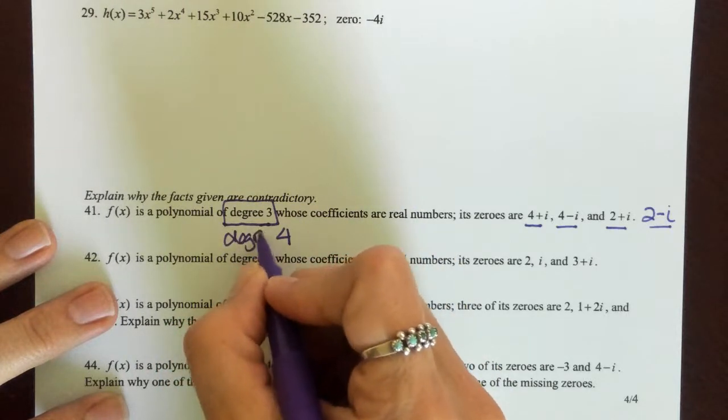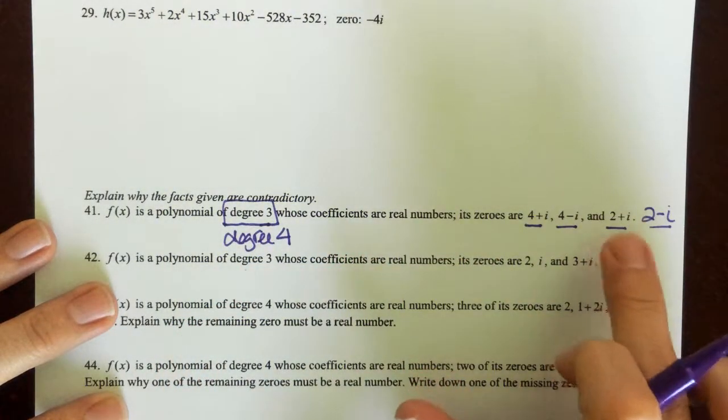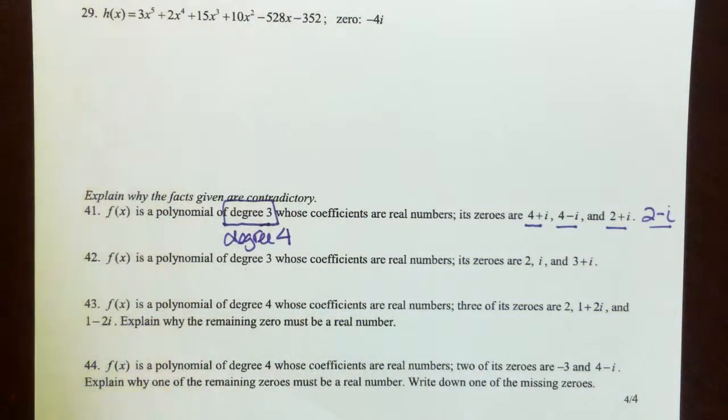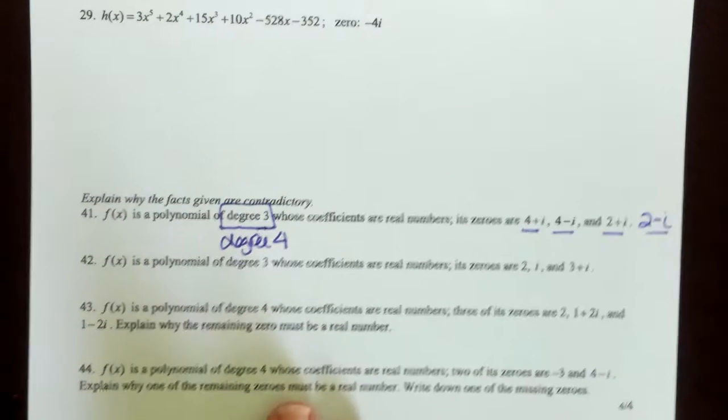It needs to be degree 4 because 2 plus i has to have the conjugate pair 2 minus i. And that's how that section works. So hopefully that'll help you with this worksheet.